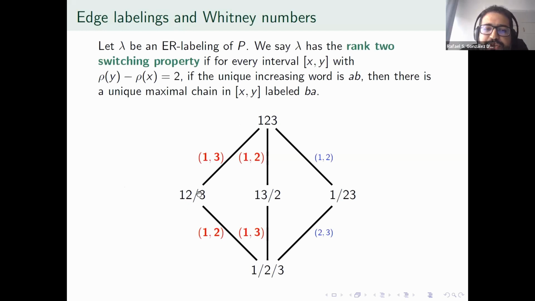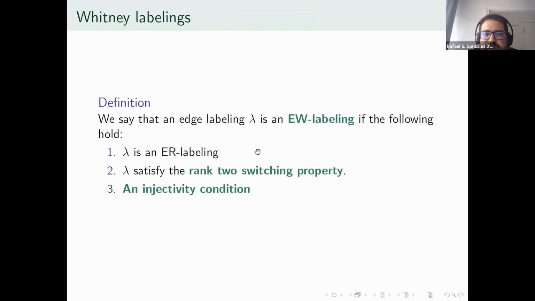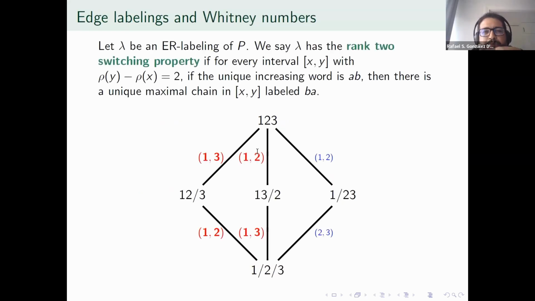But the rank two switching property is actually very key for the proof. The rank two switching property is that every time I look at a rank two interval of my poset, we know that there is a unique increasing chain because it's an ER labeling. This unique increasing chain, let's say AB, comes with a friend, BA. So you have another chain that is unique, and you can reverse an increasing step. You cannot order it into a decreasing step. So this is the property that we want. So an EW labeling, or sometimes we call it a Whitney labeling, but let's say EW labeling, is an ER labeling that also has the rank two switching property. And something that I'm putting behind the rug is this injectivity condition, which is also necessary.